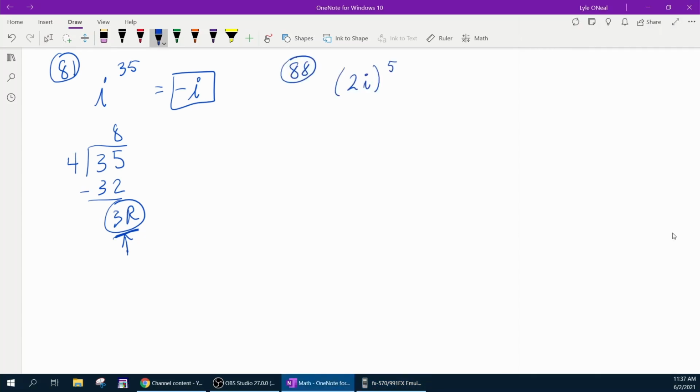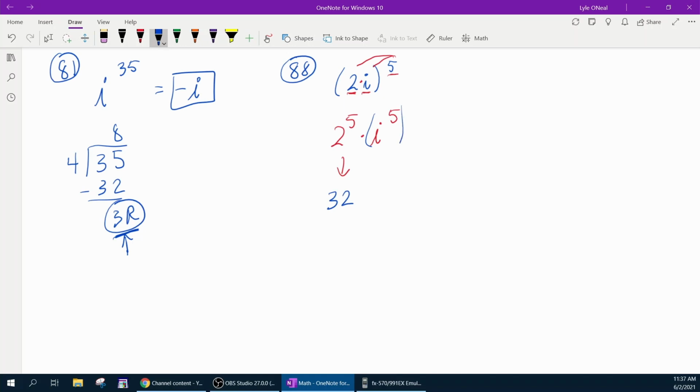And one more example, just for fun, number 88. Here we have (2i) to the 5th. Now, notice inside the parentheses, we have 2 factors. That is really 2 times i. And when you have multiple factors raised to an exponent, the exponent needs to distribute to both factors. So that's going to simplify to 2 to the 5th times i to the 5th. And then 2 to the 5th, we can do that manually or electronically. That's going to be 32.